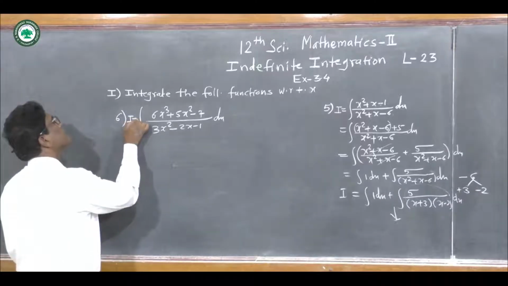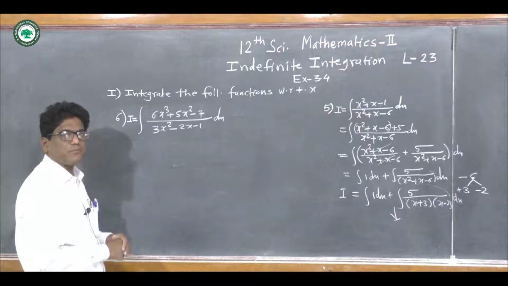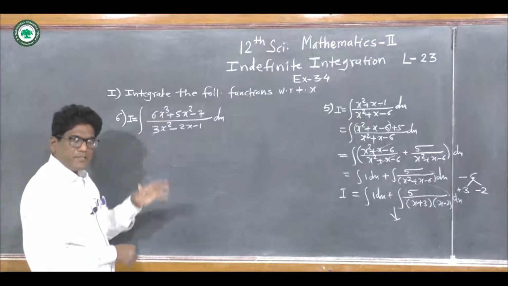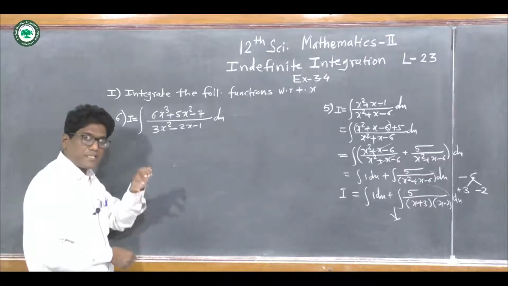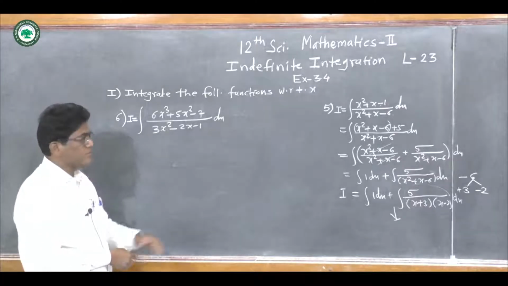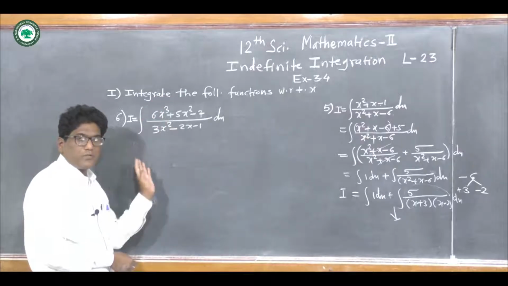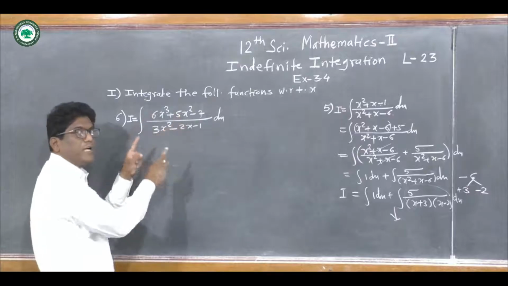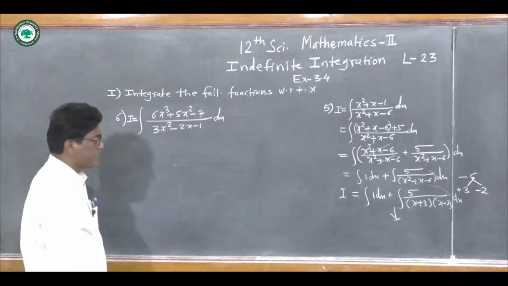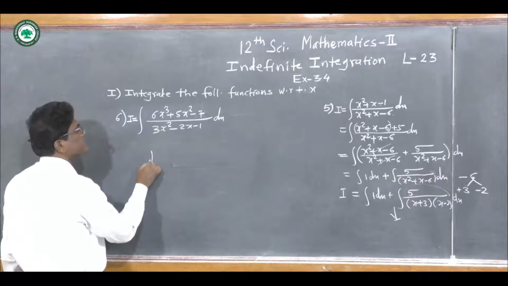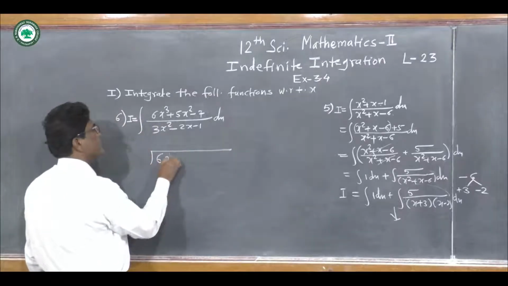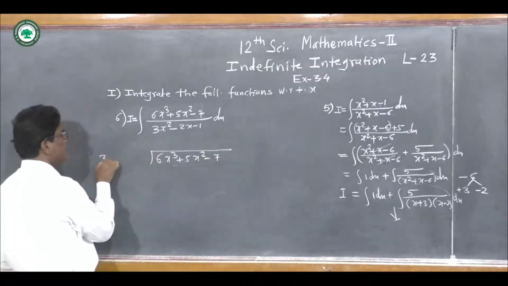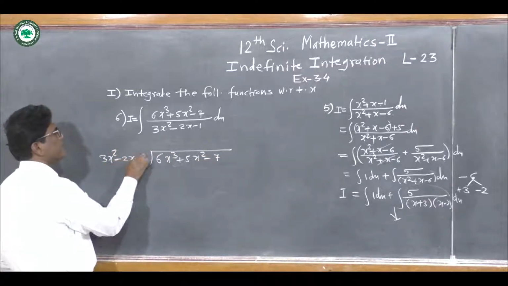I is equal to the integration of this rational function. Now here observe the numerator and denominator. The degree of the numerator is greater than the degree of the denominator, so it is an improper rational function. So we have to convert this into a proper rational function by dividing the numerator by the denominator, by previous methods. So we divide 6x cube plus 5x square minus 7 by 3x square minus 2x minus 1.